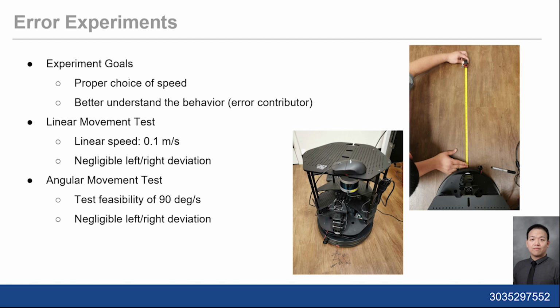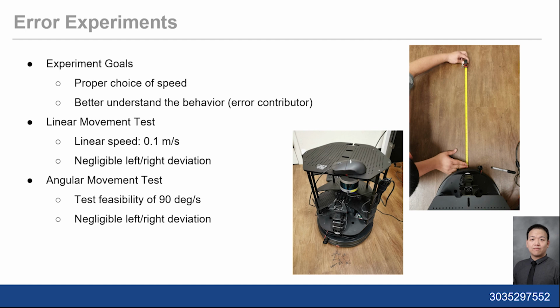In the linear experiments, we tried different speed values and recorded errors in each scenario. In the end, we chose to use a linear speed of 0.1 meters per second because the errors are more reasonable and controllable compared to other speeds. Also, we found that in the linear movement, there is almost no left or right deviation. In the angular experiments, based on the planned path results, it requires sharp turning, so we did the test at 30 degrees per second and 90 degrees per second to check feasibility under each angular speed. Results turned out well. There's also no obvious left or right deviation.